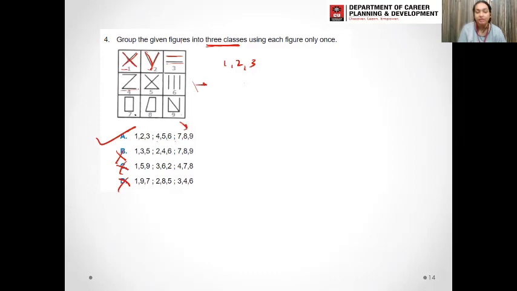Next, let's check the other one. 7, 8 and 9: 4 lines, and these are also 4 lines. 1, 2, 3 and 4. Next group is 7, 8 and 9. So our option is option A.